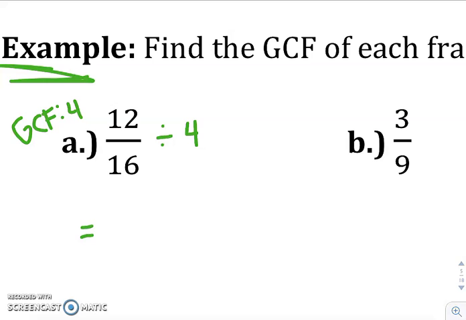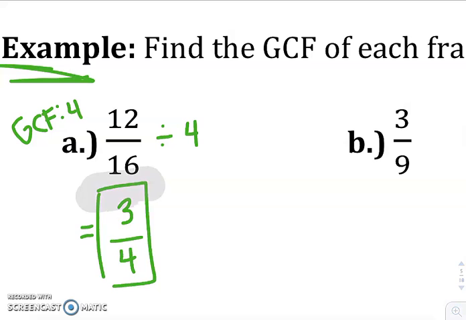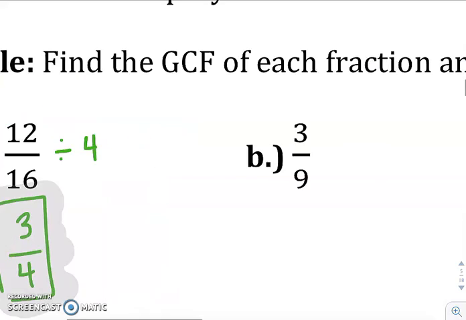So 12 divided by 4 will be 3. 16 divided by 4 will be 4. So 3/4 is the reduced version of this fraction. It is the same value. 12/16 is the same thing as 3/4. It's the same quantity, just simplified.